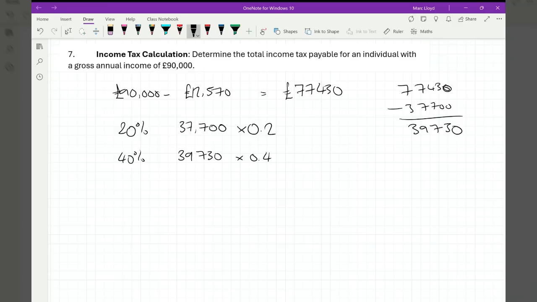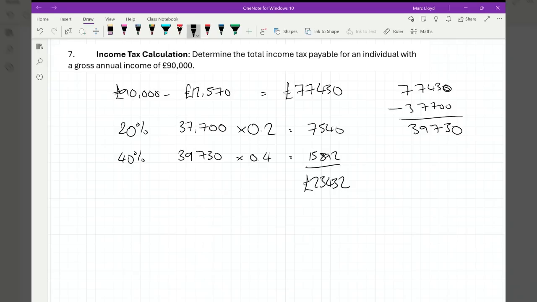We don't earn over 100,000, so we've not had to reduce the personal allowance. It says income after allowances above 125,140 is in the 45% bracket, so we don't need to consider that. Therefore, I'm going to times that one by 0.4. So 39,730 times 0.4 is 15,892, and then 37,700 times by 0.2 is 7,540. Finally, add them together, and we get 23,432 to be paid in tax.